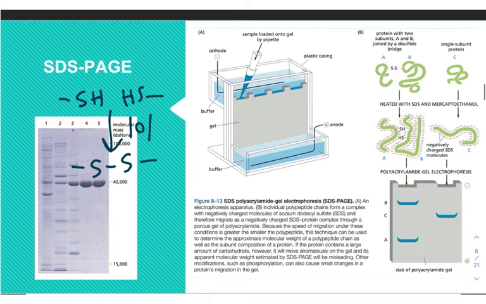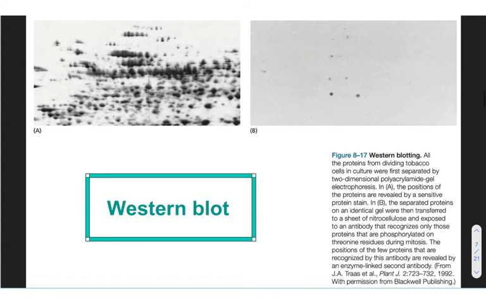We have SDS-PAGE, which denatures. We have native PAGE, which doesn't. And either of those can be reducing or non-reducing, which means A, you break disulfide bonds, or B, you do not. So this is a super useful technique for telling us how much protein that we have. And often this is worked up in something called a Western blot.